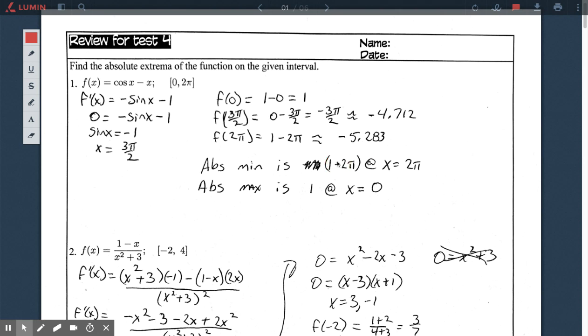So our absolute minimum is 1 minus 2 pi, and that occurs at x equals 2 pi. Our absolute max is 1, and that occurs at x equals 0.